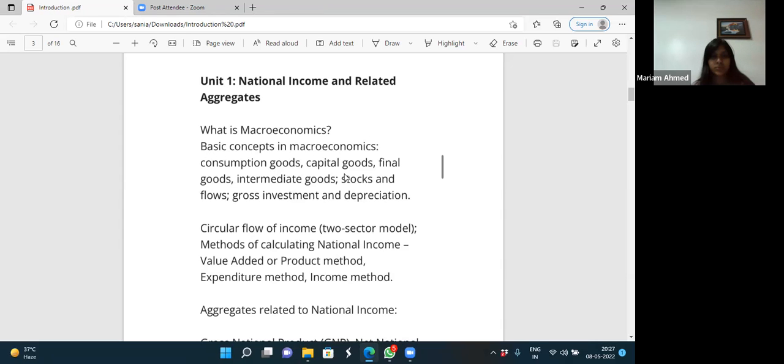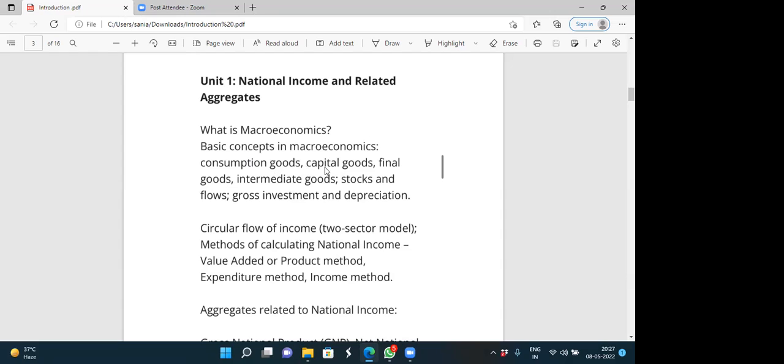Like these are the terms like consumption goods, capital goods, final goods, intermediate goods, stocks and flow, gross investment, and depreciation. These are the terms in macroeconomics which you are going to learn. Okay. So these are the terms which I will tell you what consumption good is, what capital good is. Okay. So very first thing what you need to do is you need to write all this. And after completing these terms, we will move to our next topic, which is circular flow of income.